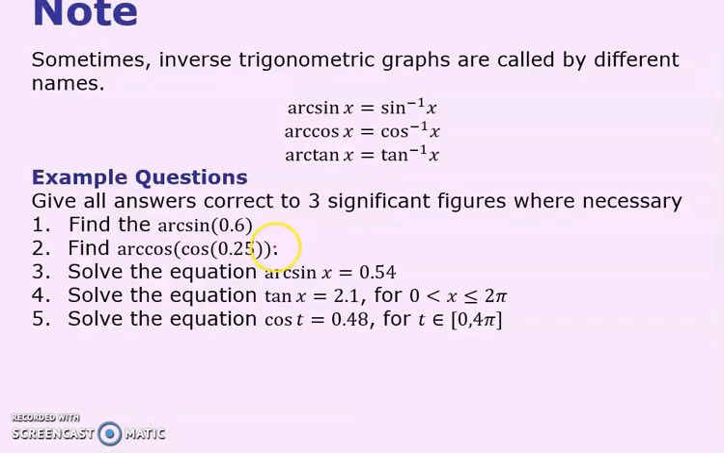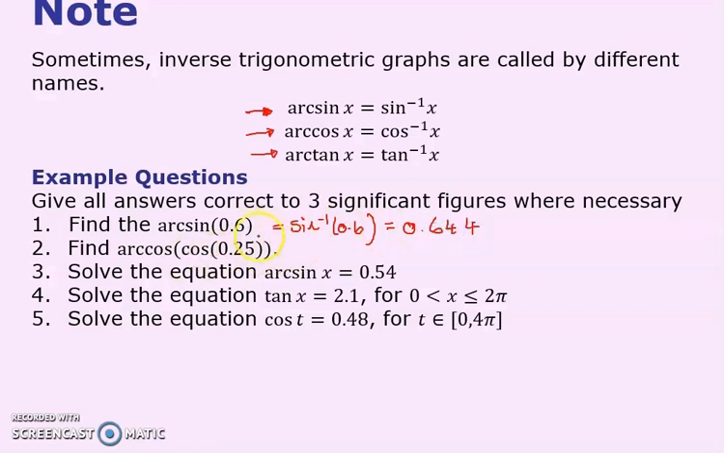Anyway, some questions. It says sometimes inverse trig graphs are called different names, and this is definitely true. We sometimes call inverse sine arc sine, or arc cos or arc tan. So just a few questions. Find the arc sine of 0.6. That really means the inverse sine of 0.6. I think I can type it into my calculator. I want this in radians, so make sure you're in radians. So inverse sine of 0.6, I get 0.64. It says 0.644, so I'll go one more, 0.644.